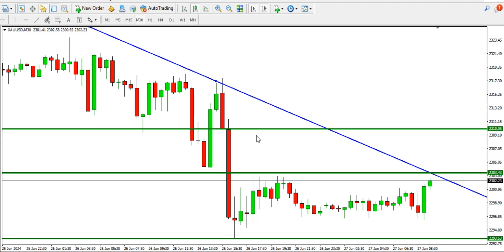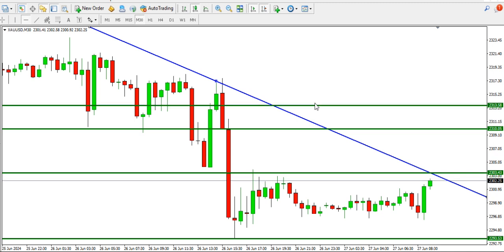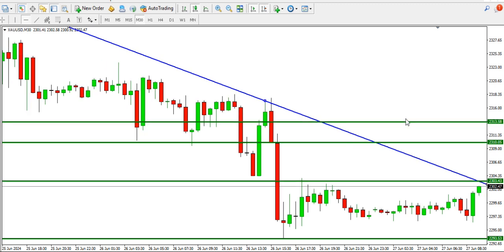Now, on a break above the range or the descending trend line, we might see sellers gathered at this particular order block around here. I'm talking about the 2313 level. We have this very order block at this point. Price might find sellers at that point.